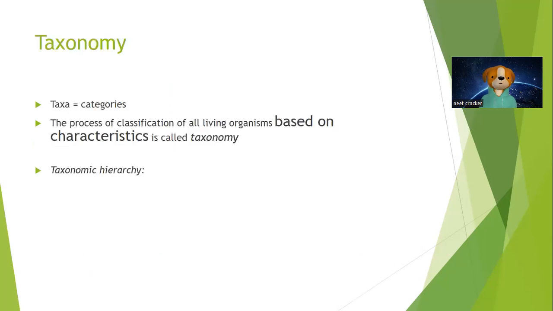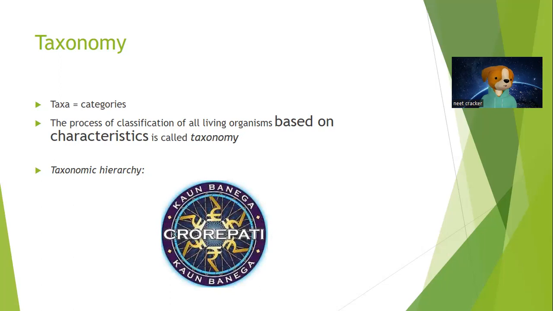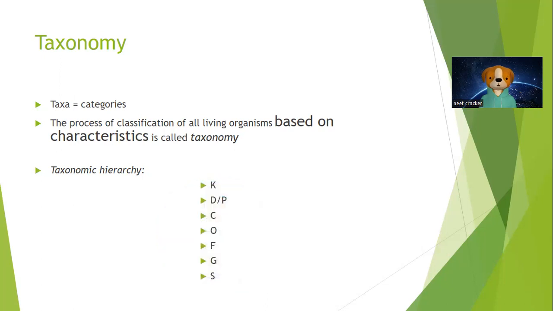Next comes taxonomy. Taxa or taxon is nothing but a category. The process of classification of living organisms based on their characteristics is called taxonomy. So to understand the taxonomy hierarchy, you need to be a crorepati? No, you don't need KBC for taxonomy. You need KDC of taxonomy, which is KDC of genus species to memorize. So it is nothing but kingdom, domain, phyla, class, order, family, genus, and species.